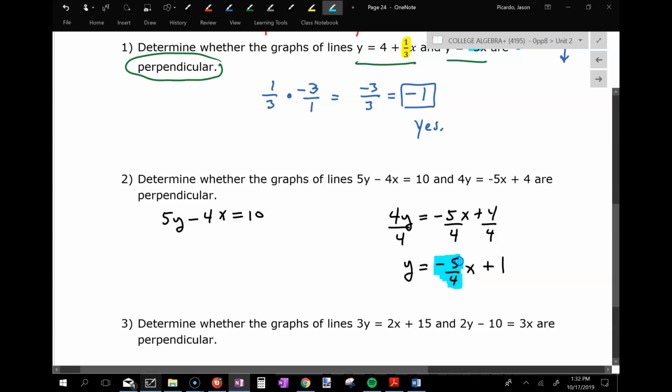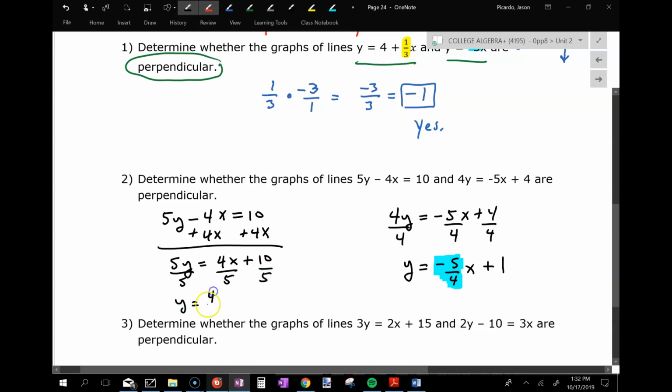So in the second one, my slope is -5/4, right? How about in the first one? What do I need to do to get the y by itself? Add the 4x, good. That gives me 5y equals 4x plus, oh, I need to what? Divide by 5. Gives me a slope of 4/5, right?